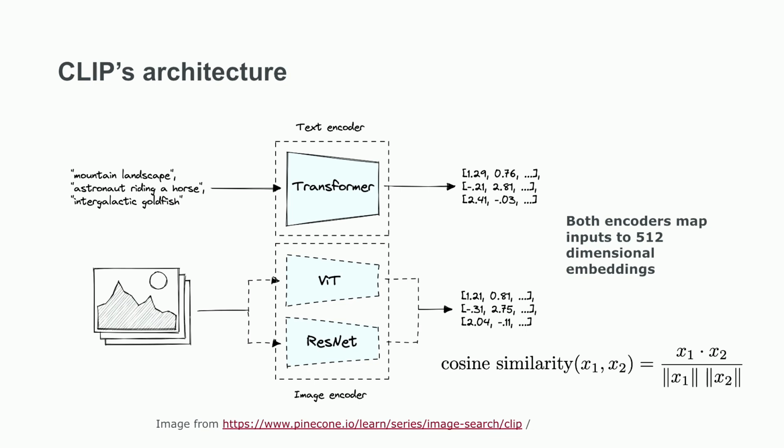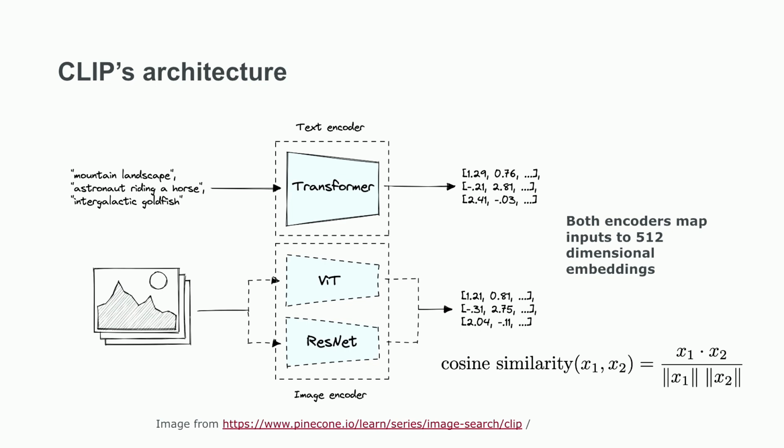Each one has its own weights, but they're going to be updated by the same loss function. It's going to be a symmetric cross-entropy loss that we're going to see next. The image encoder can be a vision transformer or a ResNet, and this is the one that is going to be creating the embeddings for the images. Both of the encoders map the inputs to a shared 512 dimensional embedding space. That means that the embeddings of the text are going to have the same size as the embeddings of the images. And as the embeddings have the same dimension, we can evaluate their distance using the cosine similarity.